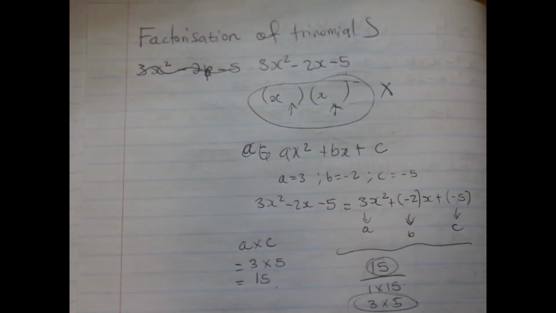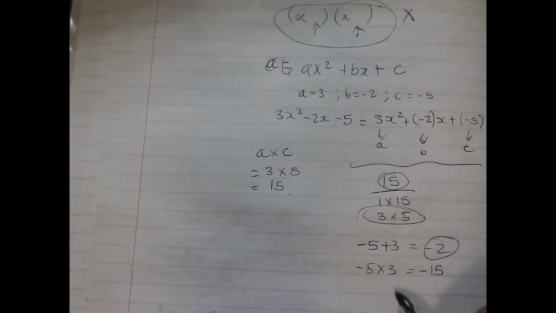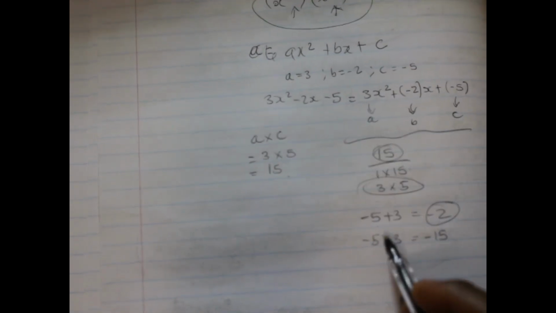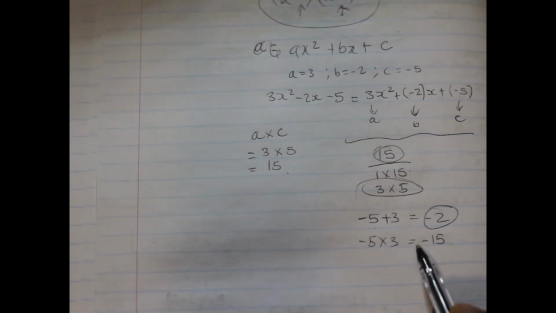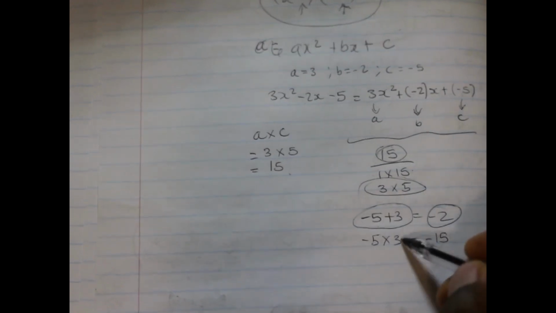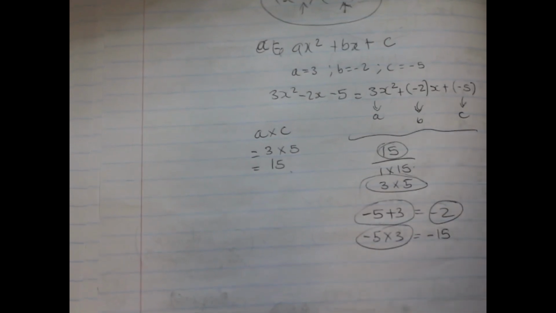So we've got minus 5 and positive 3. Sorry about that. So I was saying minus 5 plus 3 gives us negative 2, and minus 5 times 3 gives us negative 15. Meaning that these two factors are a good fit for whatever we're trying to do.